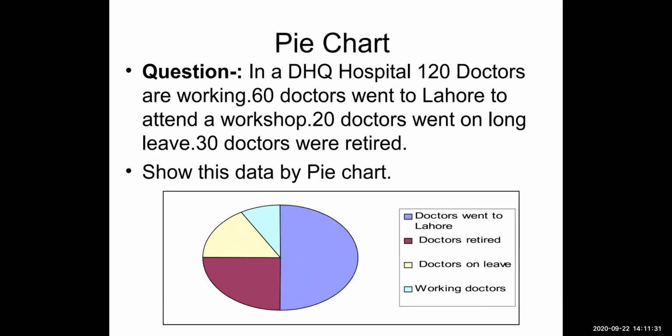This is another example of a pie chart. Over here, the one in purple are the doctors who went to Lahore, or doctors who have retired, doctors who are on leave, or the working force of doctors.